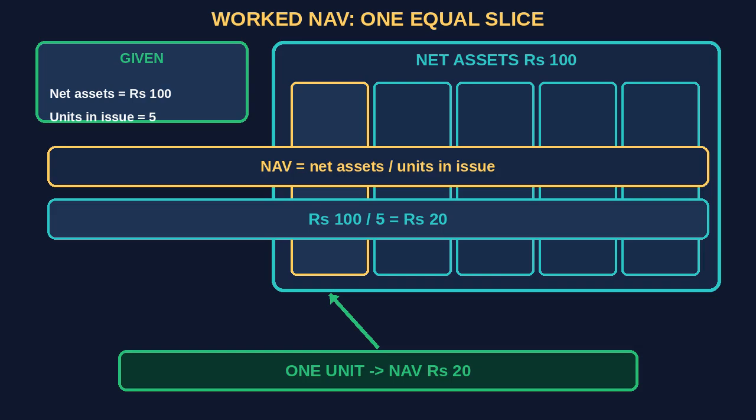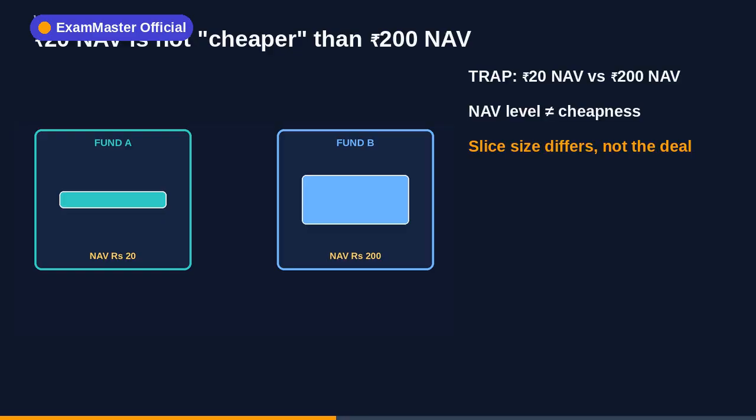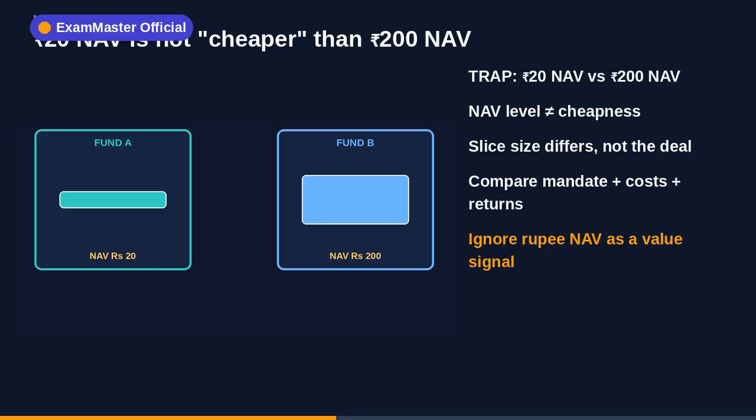The trap: reading the rupee NAV as a sale price tag instead of one equal slice of net assets. Reject the tip that a lower rupee NAV means a better deal. Remember, NAV is slice size from bookkeeping, not a sale price tag.